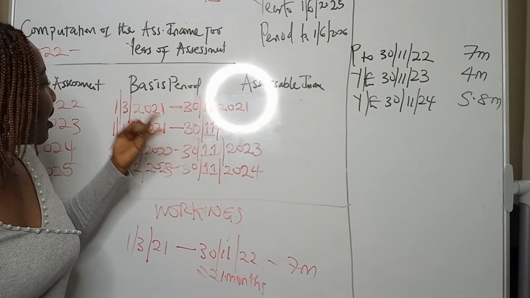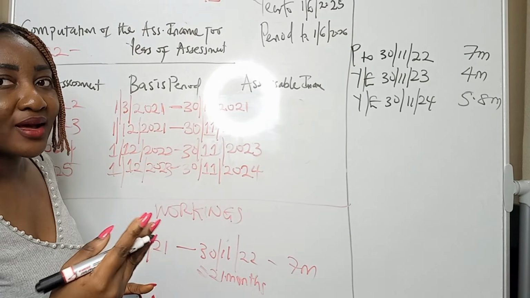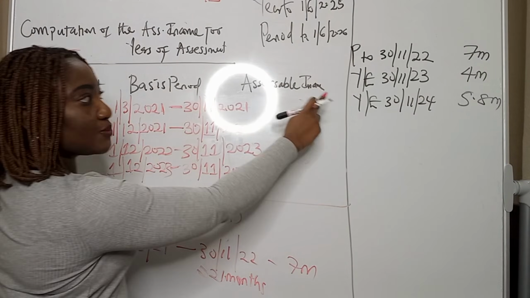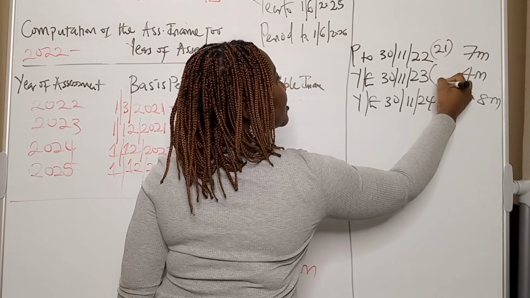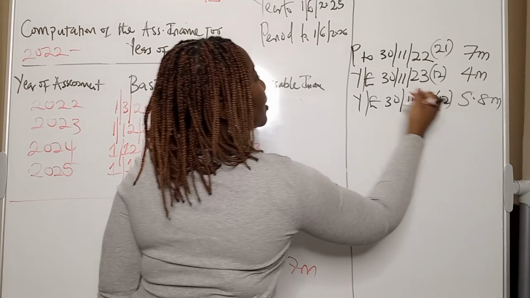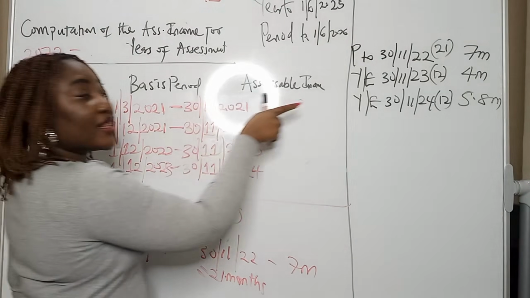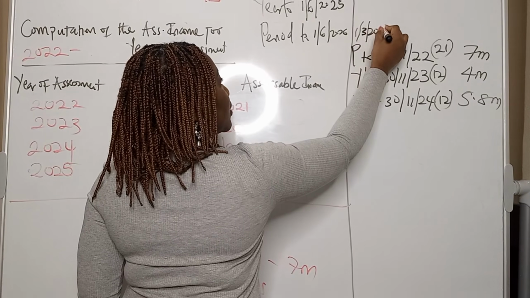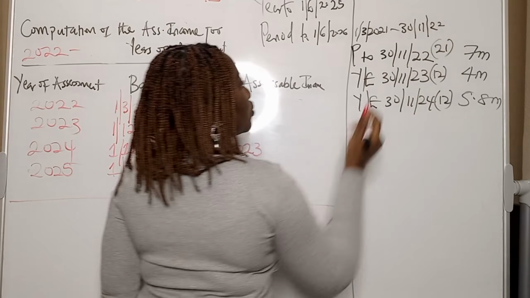Okay, March, April, May, June, July, August, September, October, November, 9 months. How will I get 9 months profit? Because this period two is 21 months. Remember we've said that this is 21 months. Of course, this is 12 months and this is 12 months. So where can I find this? Remember that this period two is what? 1st of March 2021 up until 30th of November 2022.